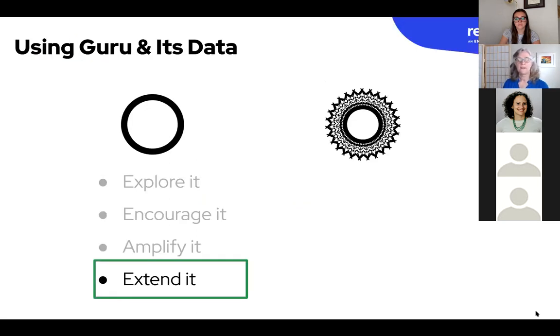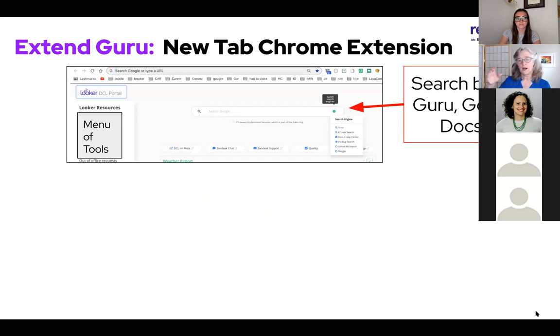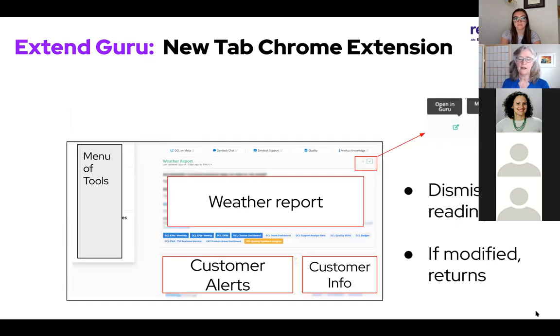Amplifying it. And the last of the short stories, extending it. This one's a little different, but our support team has a data and tools team of 2 people. And they created, actually Brecht Vermeer created a new tab Chrome extension. So when support people and a few others click new tab, up pops this, and it has a search bar where they can search Guru and a few other things. And at the bottom, there are 3 Guru cards.